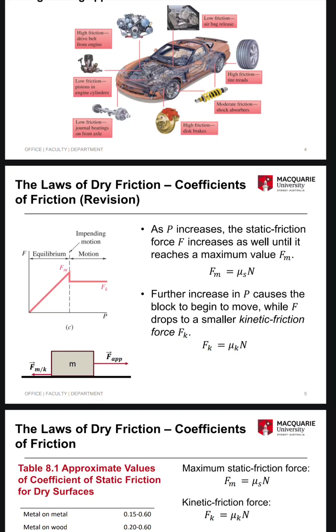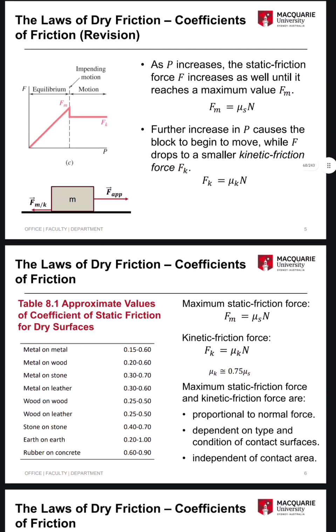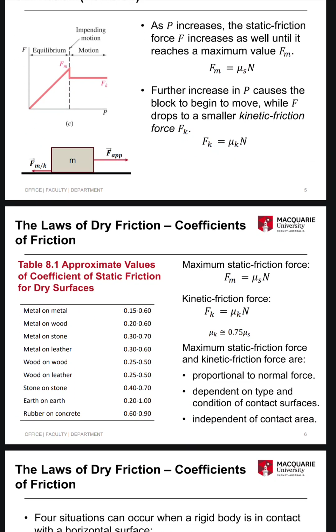As P increases, the static friction force F increases as well until it reaches a maximum value Fm. Fm equals mu s N. Further increase in P causes the block to begin to move, while F drops to a smaller kinetic friction force, Fk. Fk equals mu k times N.